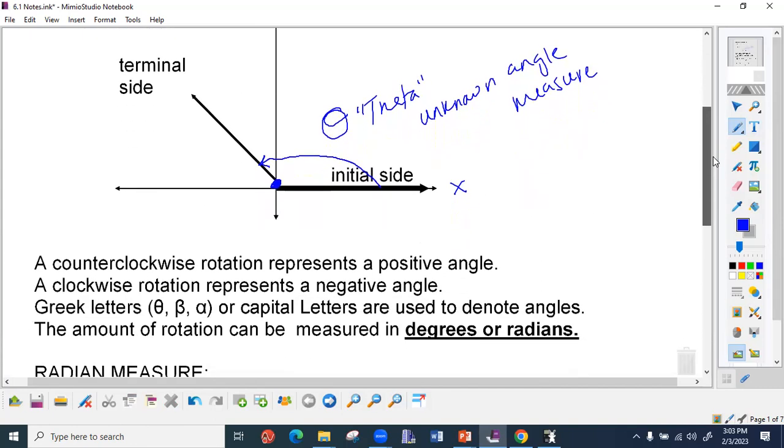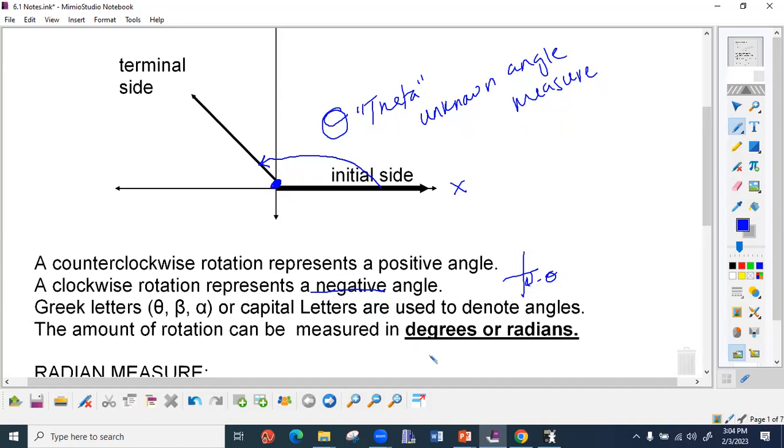An unknown angle measure. All right, counterclockwise rotation. We go counterclockwise when we're using a coordinate plane to graph and find angles, if it's positive. Now, the only time we go clockwise is if it is what? Negative. So we go clockwise, meaning we go this way, if it is a negative theta.